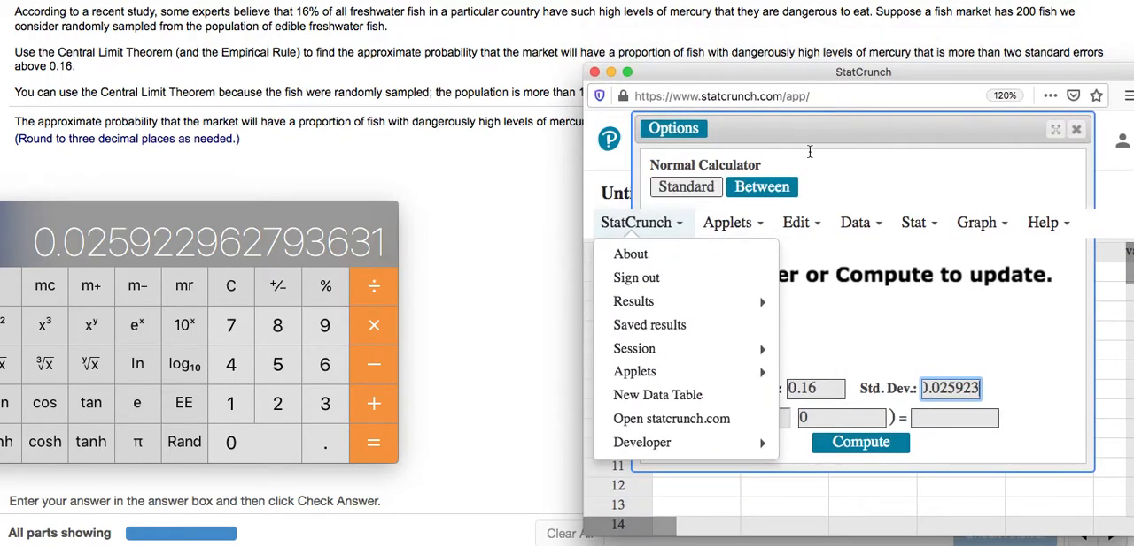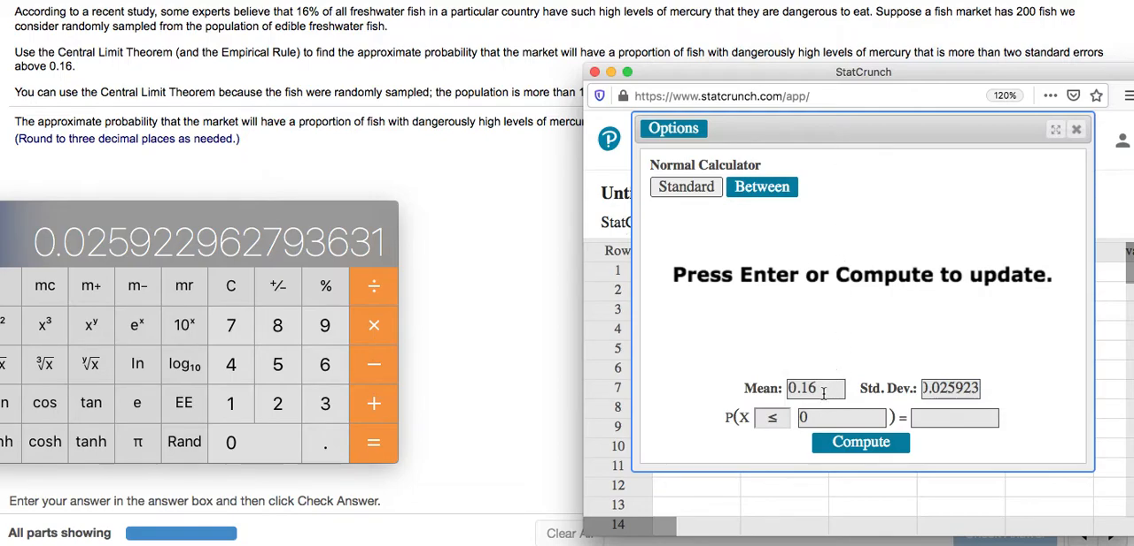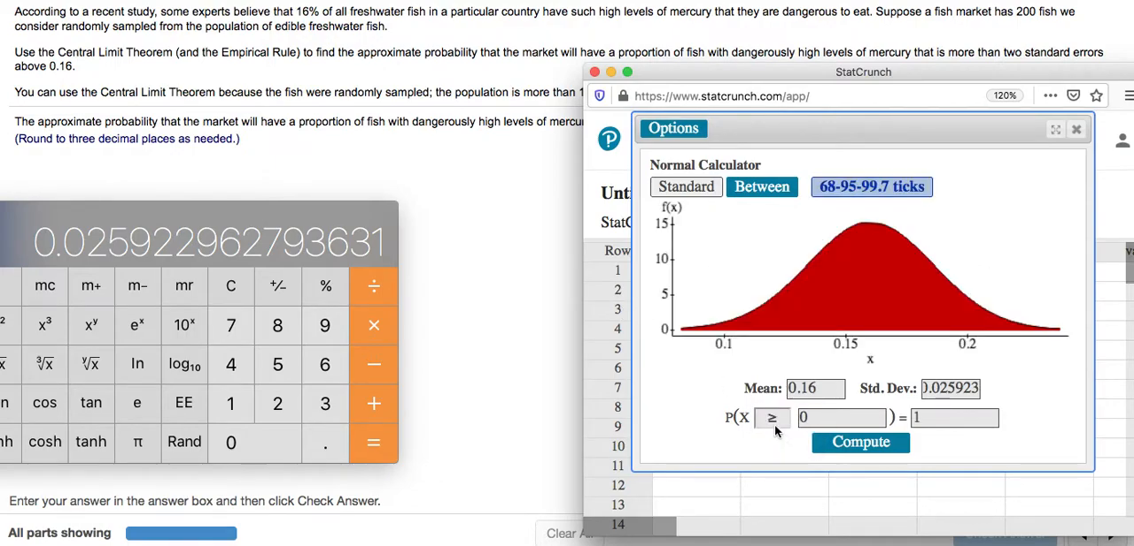In terms of the actual probability that we are looking for, we want to know when we are more than 2 standard errors above 0.16. The above is indicating them using a greater than or equal to. And I just want to know, well, how far? Like, what number do I put here? It says that we're going to take 2 of these standard errors and add it to 0.16.